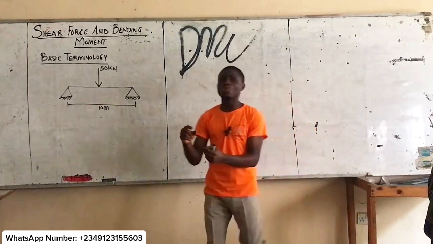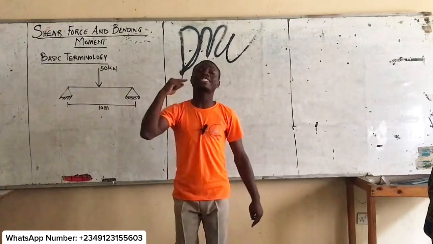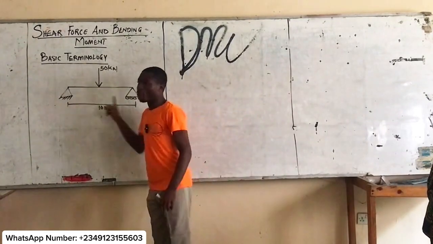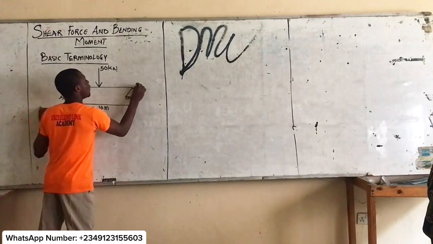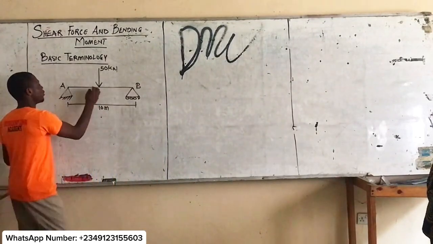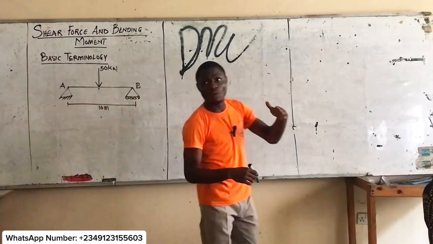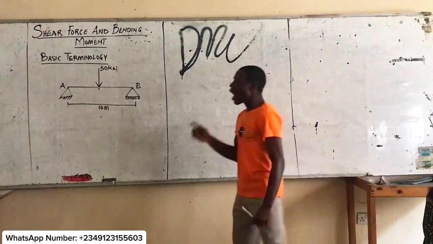Now, when it comes to looking for shear force and bending moment, you first start by looking for the reaction at each support. So let's call this point A and this point B, and this point C. So we have points A, B, and C.